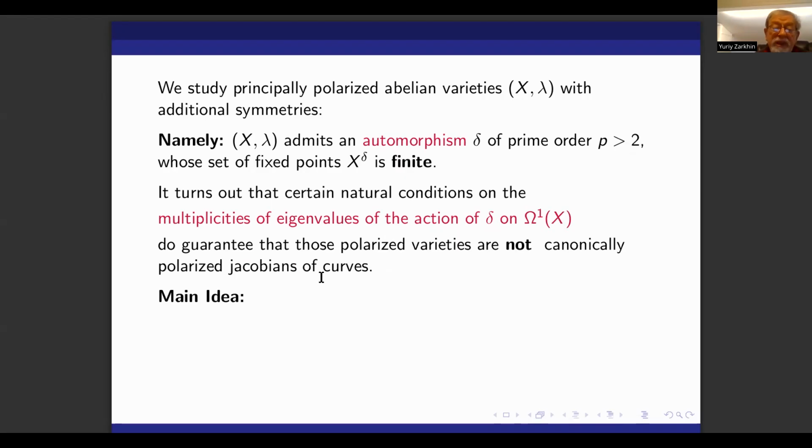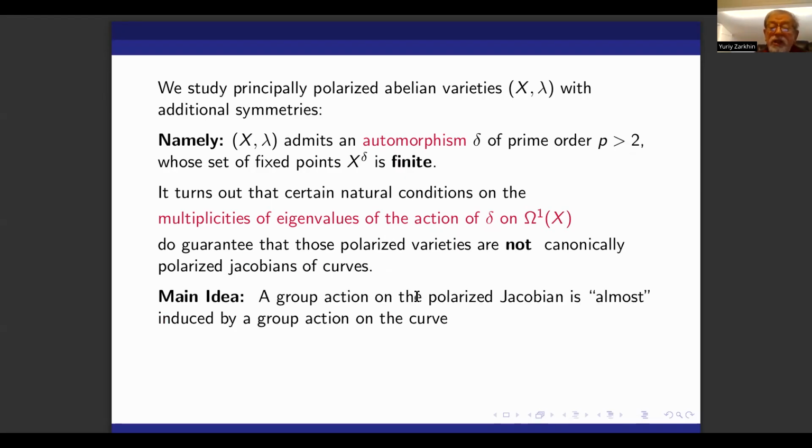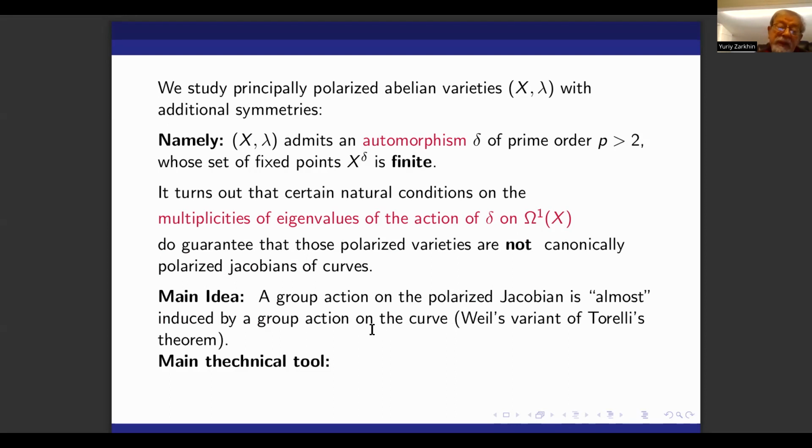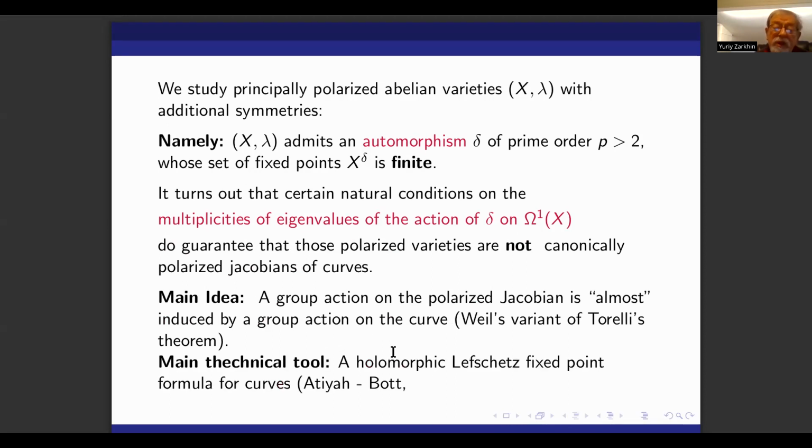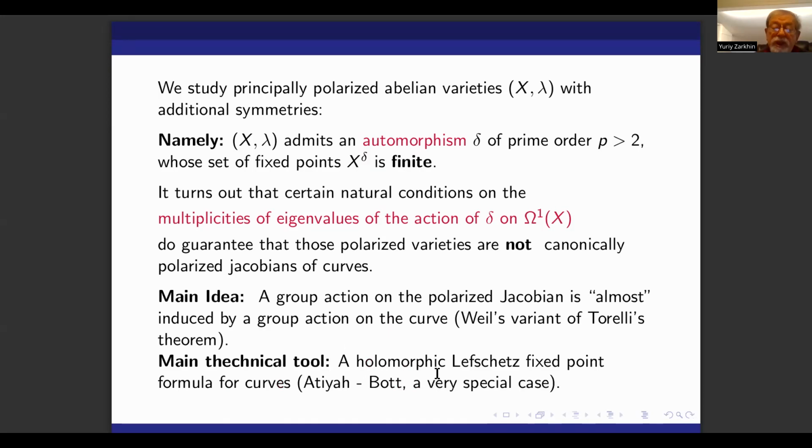So here's the main idea. A group action on the polarized Jacobian is almost induced by a group action on the curve. It's a trivial variant of Torelli's theorem. And the main technical tool is a holomorphic Lefschetz fixed point formula for curves that is due to Atiyah-Bott. It's a very special case.